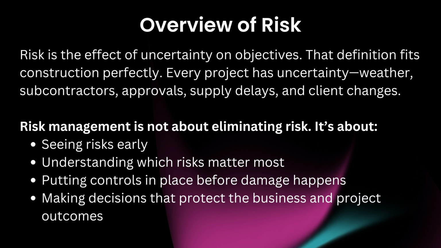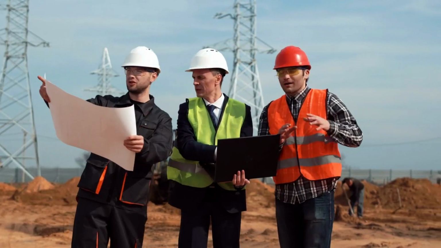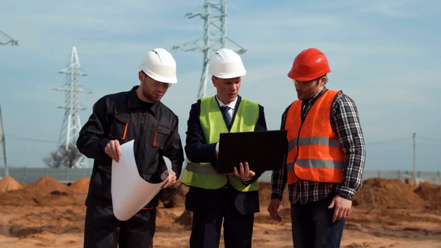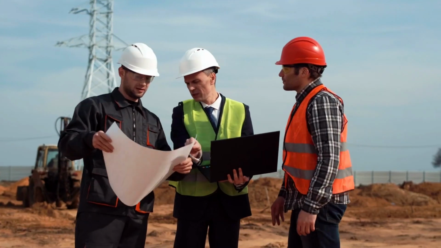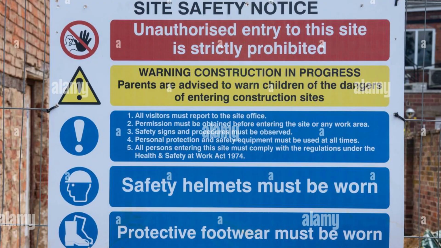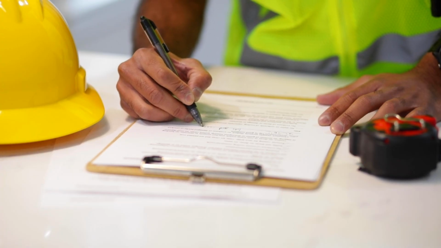Risk is the effect of uncertainty on objectives. That definition fits construction perfectly. Every project has uncertainty: weather, subcontractors, approvals, supply delays, and client changes. Risk management is not about eliminating risk. It's about seeing risks early, understanding which risks matter most, putting controls in place before damage happens, and making decisions that protect the business and project outcomes. In building and construction, unmanaged risk usually appears as delays and rework, cost overruns and margin loss, contract disputes and claims problems, and compliance breaches with WHS, building approvals or environmental conditions.